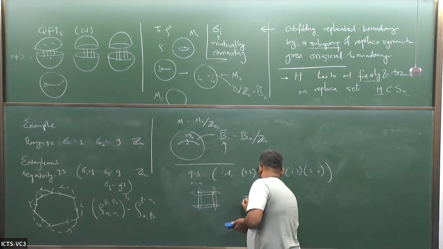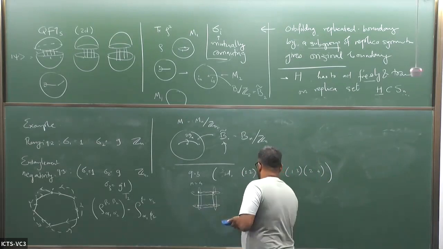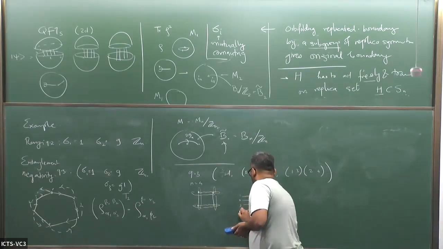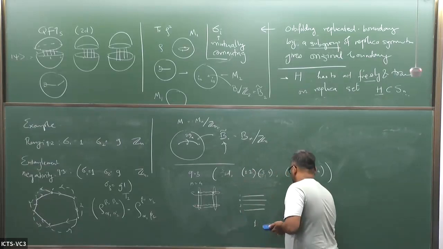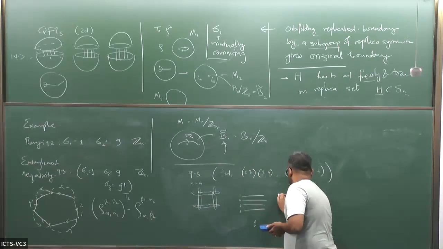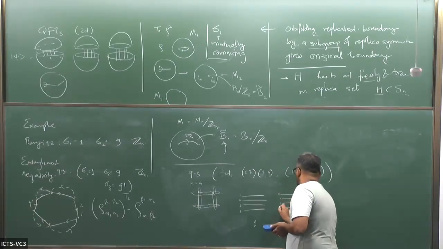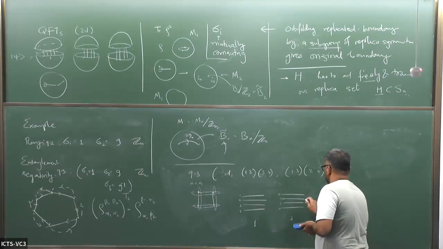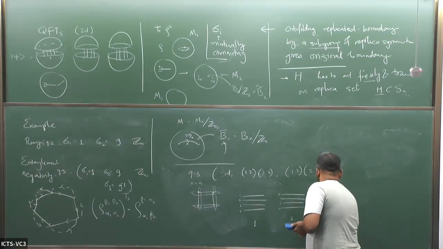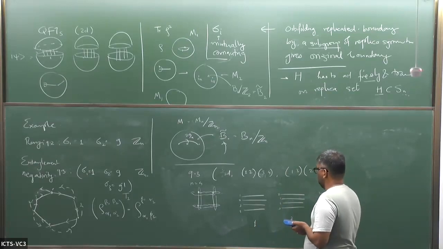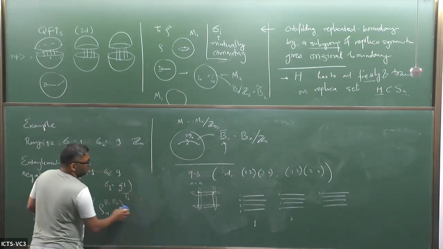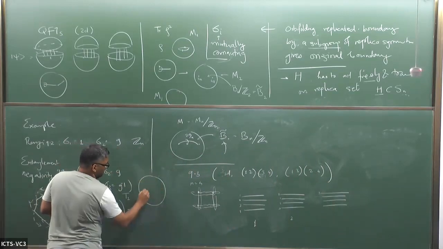So you have 4 sheets. In region 1, they look like this: 1, 2, 3, 4, because it's just identity. And in the other region, they look like this permutation. Region 2 and region 3, they look like this one. So I'm doing this in CFT2, let's say, with 3 regions.